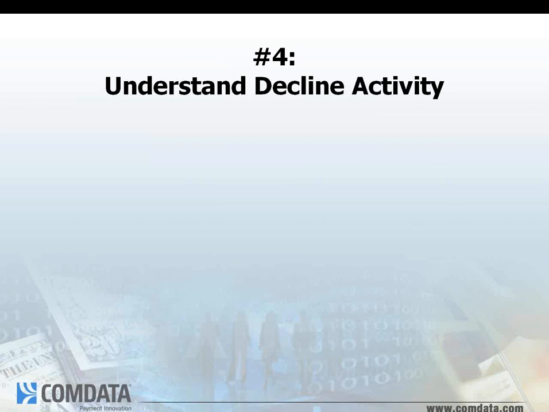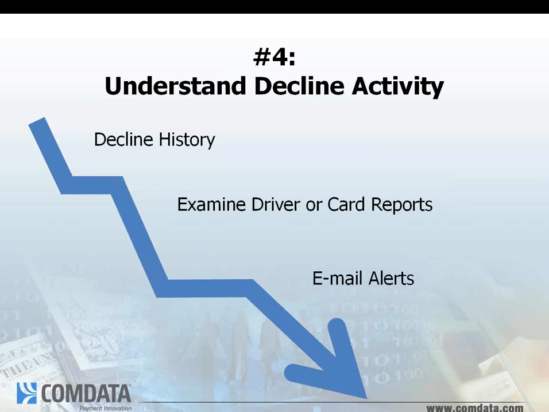Number 4 is understanding your decline activity. Declines can show when someone is attempting to use a card outside of the parameters you have set for it, but they do not always indicate fraud, as there are multiple reasons a card may be declined, such as miskeying a PIN number.